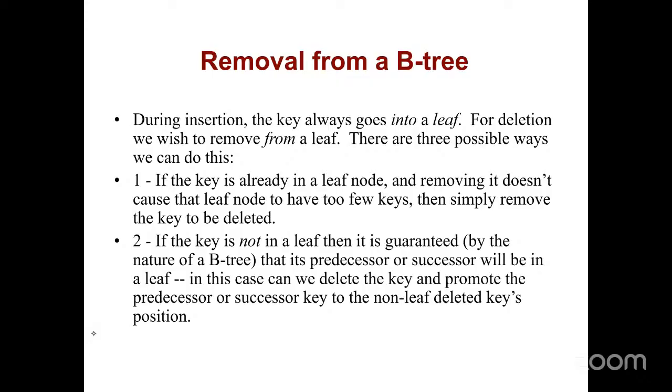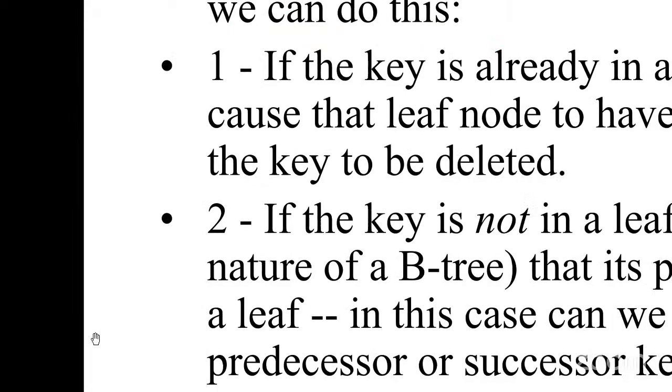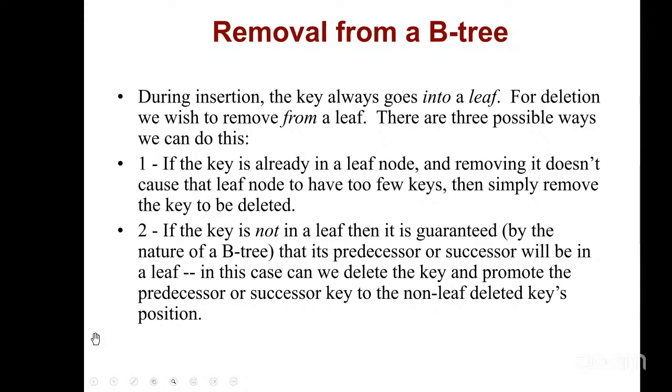Second case, if the key is not in a leaf node, then there is an intermediate node, which may have one leaf or two leaves. 3 cases, same 3 cases. If the key is not in a leaf, then it is guaranteed that the predecessor or successor will be a leaf. Once again, we need to use predecessor or successor. In this case, can we delete the key and promote the predecessor or successor key to the non-leaf? How? With the help of an example, it is very easy to understand. Second, it is not a leaf, it is above.